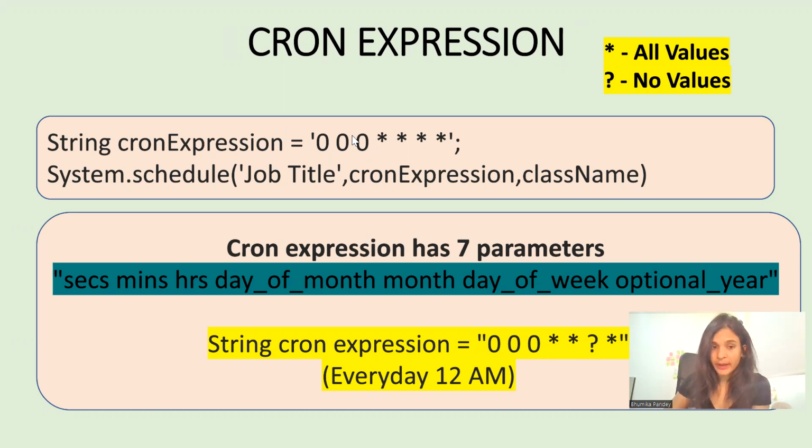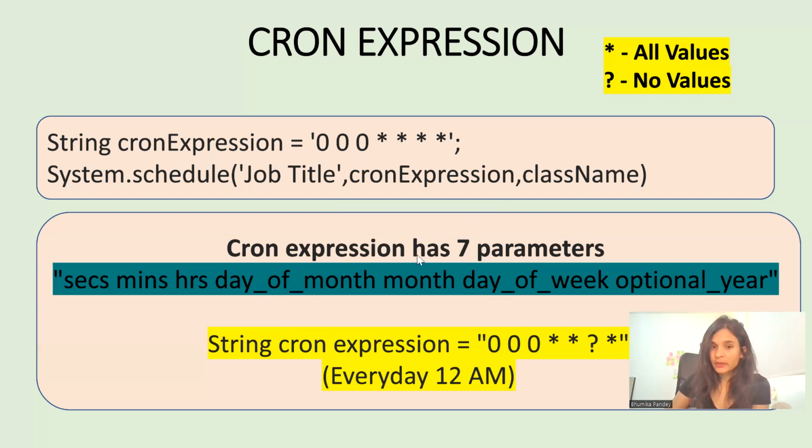Okay, 12 a.m. in the night. Now let's see the next parameter, day of month. So day of month is star. That means if anywhere it is written star, that means all values. That means every day. So day of month means every day of the month. So basically, whatever expression I'm forming here, it is going to run 12 a.m. in the night and all day of the month.